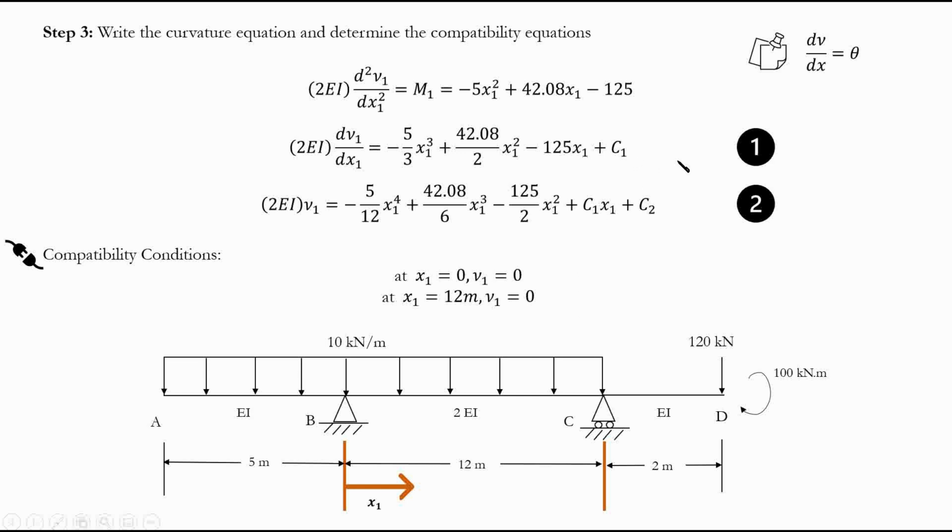Which equation does it relate to, 1 or 2? It's equation 2. Why? Because equation 1 is about rotation, or theta. This is not what I'm dealing with right now. My compatibility conditions are related to deflection directly: ν1 is 0 at x1 equals 0 and x1 equals 12. So I'm going to substitute my values here and find C1 and C2, because I have 2 equations and 2 unknowns. I can easily find my C1 and C2. And this is the reason we're starting with portion BC first. I can't deal with AB separately. So that's important to understand.